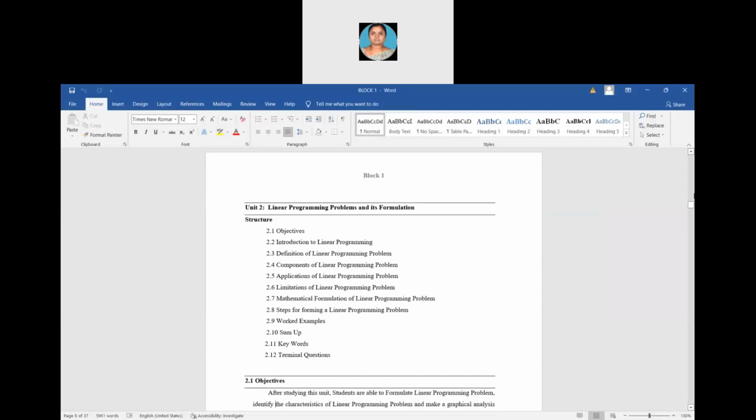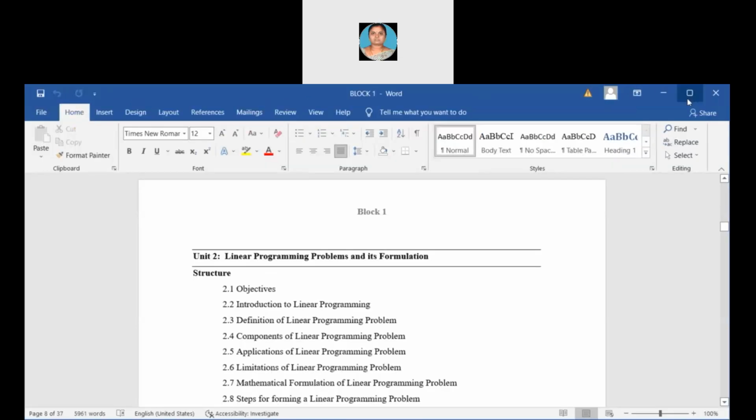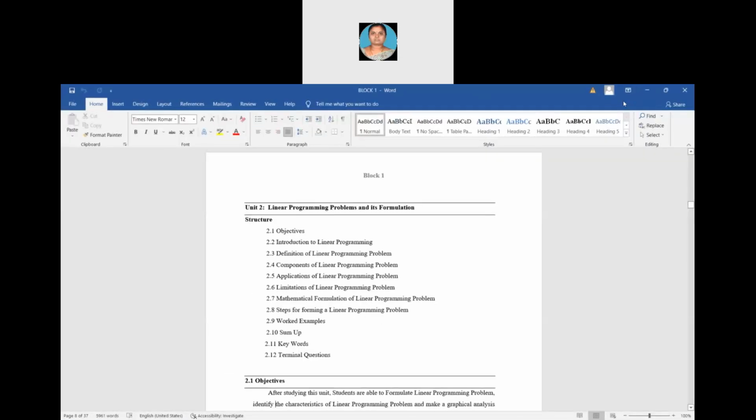Already in the introduction topic itself, we have discussed that a linear programming problem means it will contain the objective function and finding the solution for that function by having some constraints. By having some constraints is said to be called as linear programming problem.